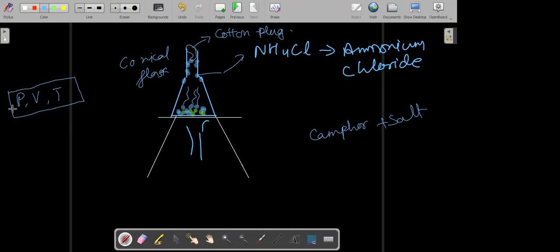What you have studied, that iodine is in the liquid state, may be in some compound form. Otherwise, you can't have iodine at room temperature in the form of solid. Okay. So you can take an example of camphor and salt, where camphor is a substance which can easily get converted from solid state to the gaseous state. So this process is applicable only for those mixtures where one of them can sublime.